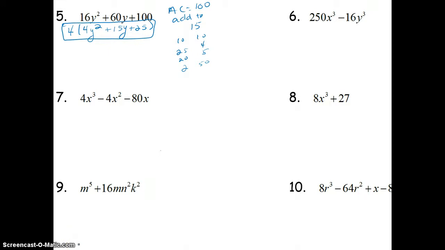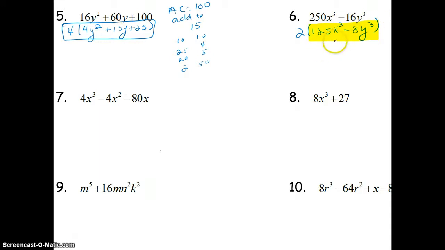Problem 6. Our first step is always pulling out a GCF. If we look at these two numbers, 250 and 16, we can pull out a 2. And we're left with 125x to the third minus 8y to the third. We are just going to deal with what's in parentheses.